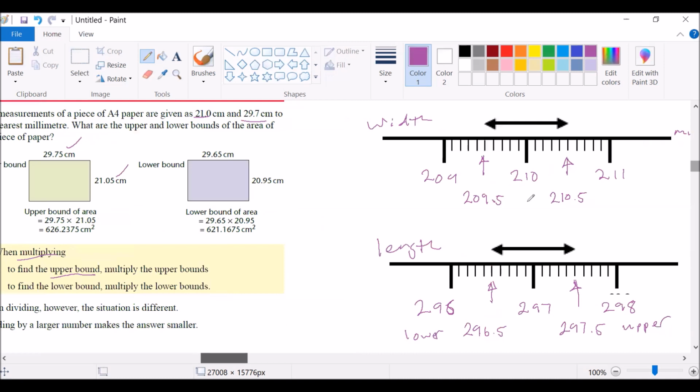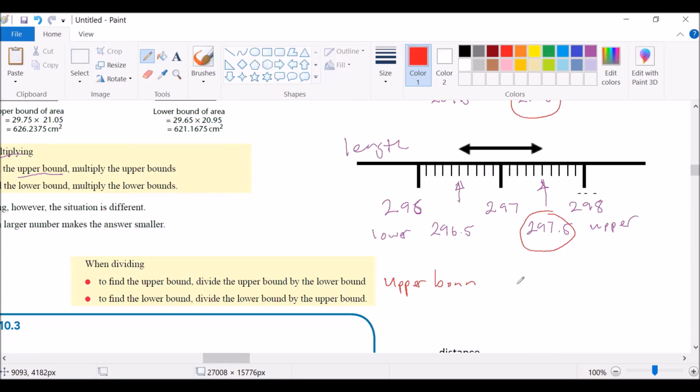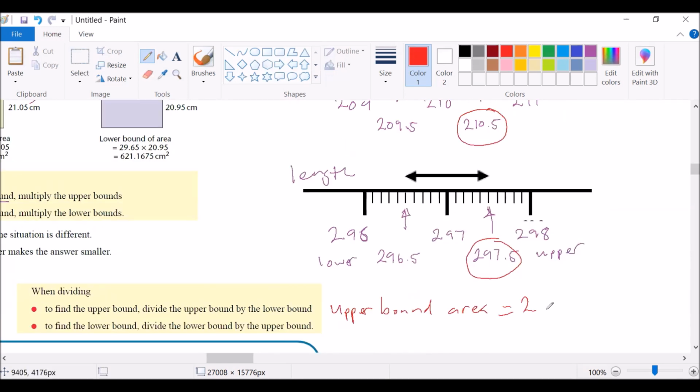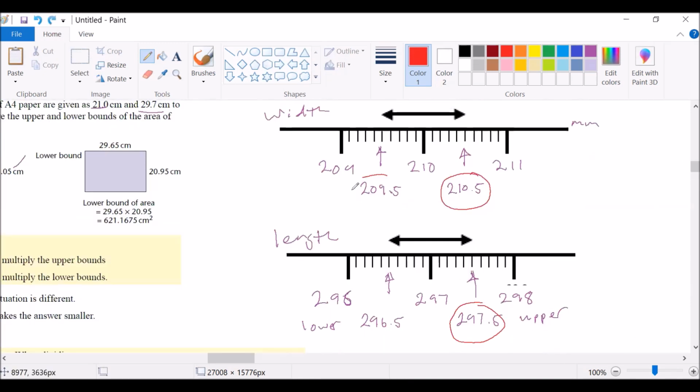To find the upper bound of the area when multiplying, because area is length times width, multiply the upper bounds. Then we will get the maximum value if we multiply larger values, width and length. That is the upper bound area, which we get as 297.5 times 210.5. This will give us 62,623.75 square millimeters.